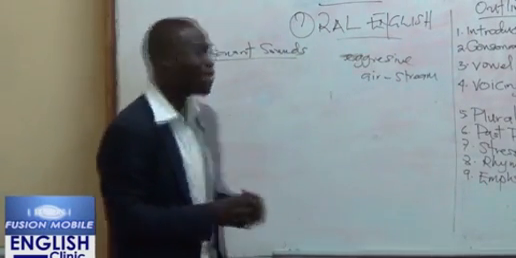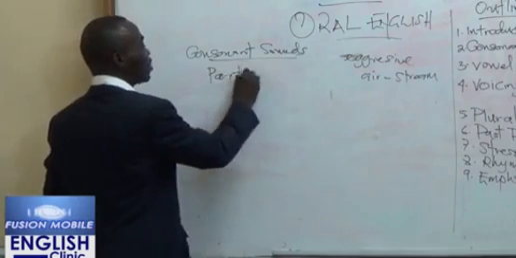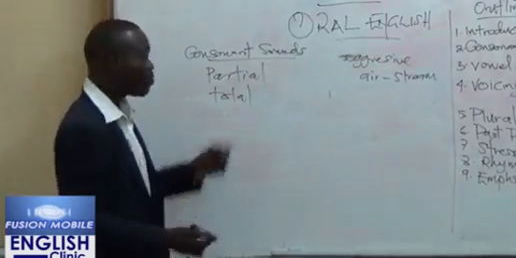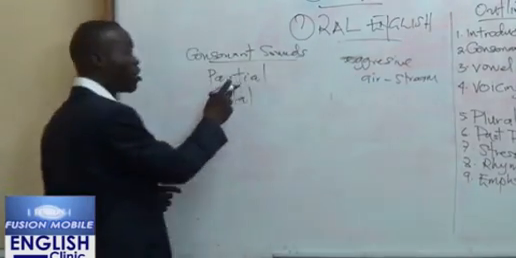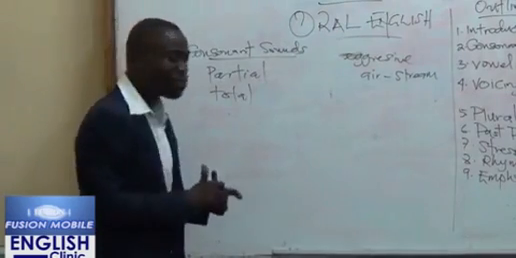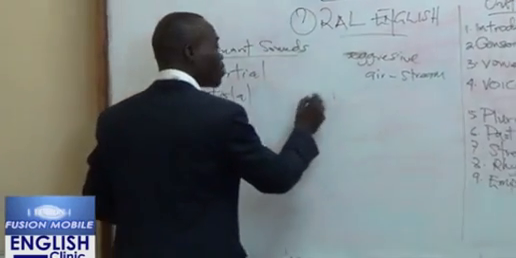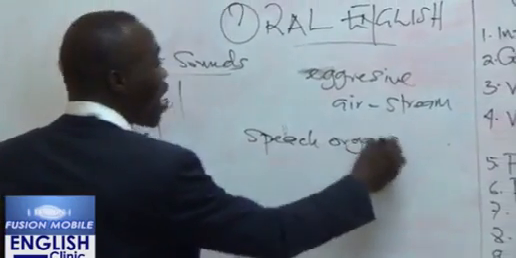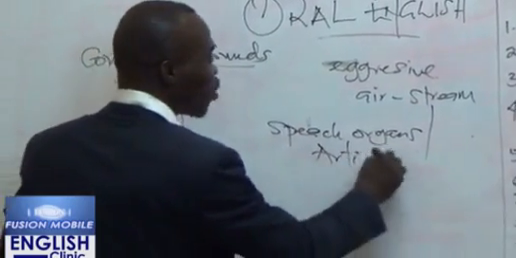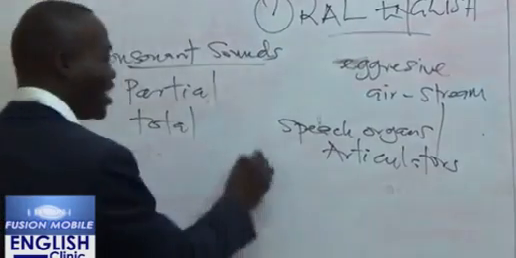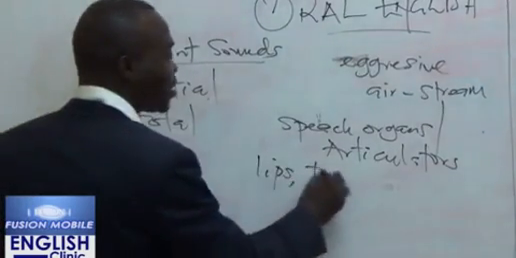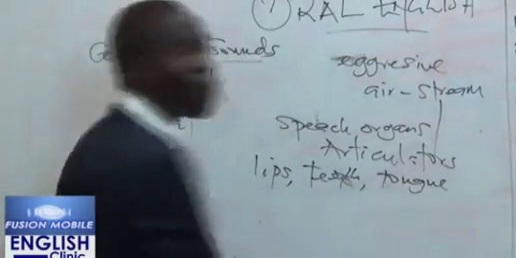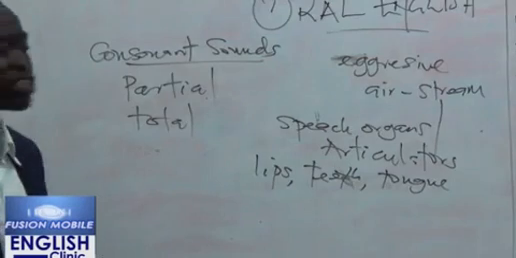This blockage may be partial, or it may be total. The blockage of the airstream may be partial or it may be total. And the blockage may be caused by speech organs, or what we call articulators, such as the lips, the teeth, the tongue, or a combination of all or some of these.